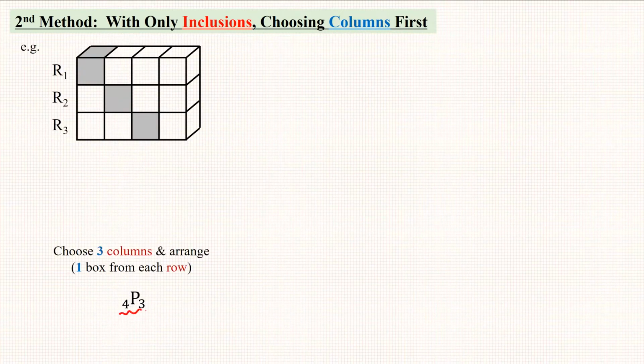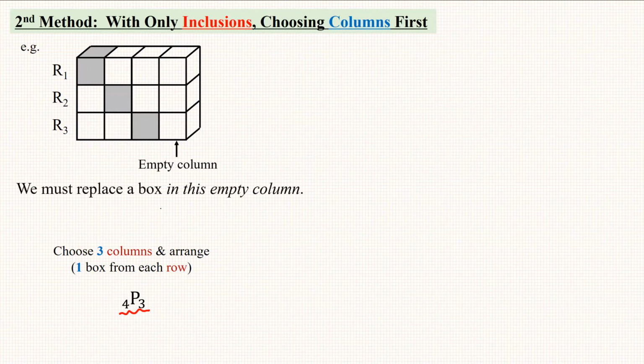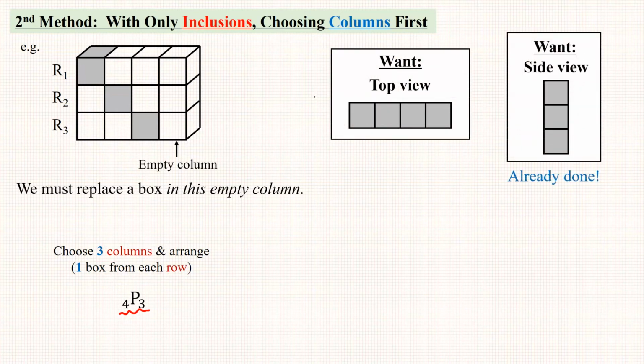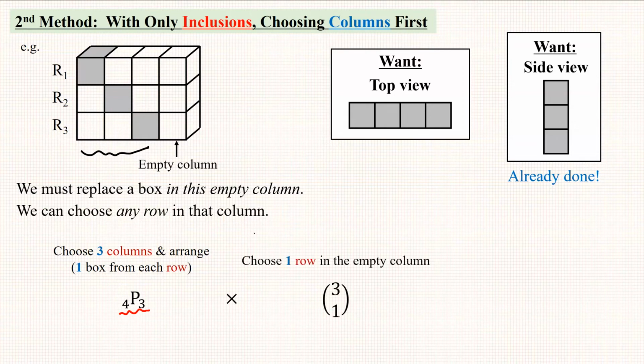Okay, so far we have this. Now there remains an empty column which was not chosen previously, and thus none of the rows in this column is replaced with a black box. But we must replace one box in this empty column, because only then can we obtain the top view like this. Here the condition for the side view is already satisfied with these 3 boxes replaced. This means that we can choose any row in our 4th and currently empty column. Therefore, there are 3 choose 1 ways to pick a row in the empty column.